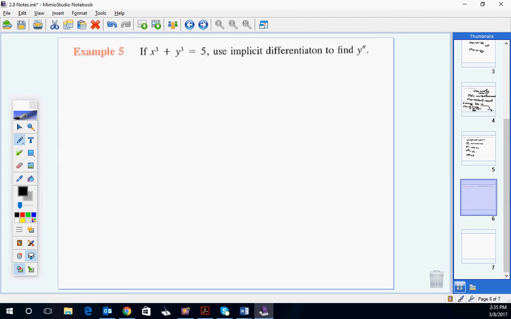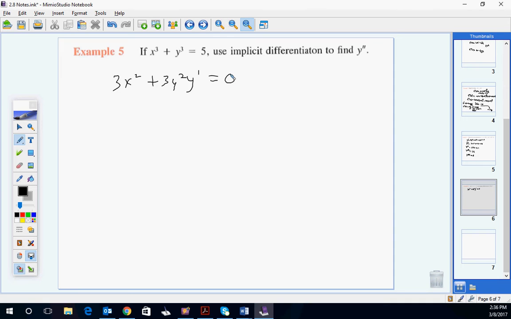We're going to do implicit differentiation with a second derivative. Okay, so we're going to find y double prime. So first things first, we got to start with doing the derivative of that normally. So we do the derivative normally. So that would be y prime, or excuse me, not y prime because it's not a function of y, be 3x squared plus 3y squared y prime equals 0.